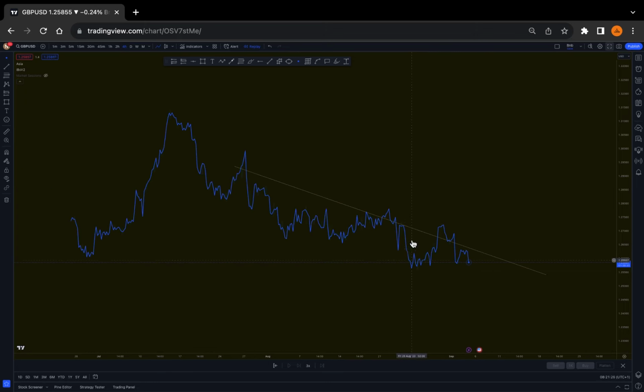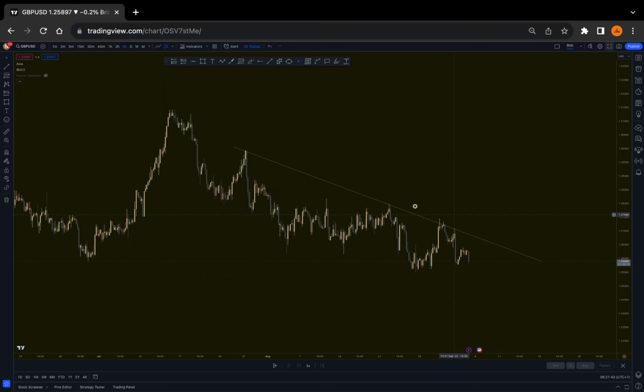If you check the line chart and mark your trend line, you see that these things align. These three highs, one, two, three, they align on the 4 hour chart.